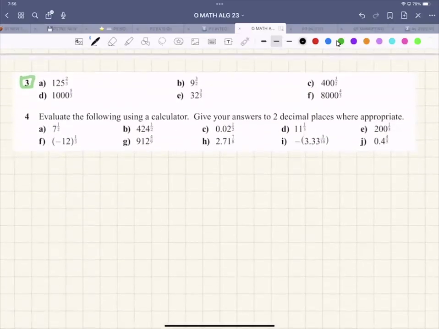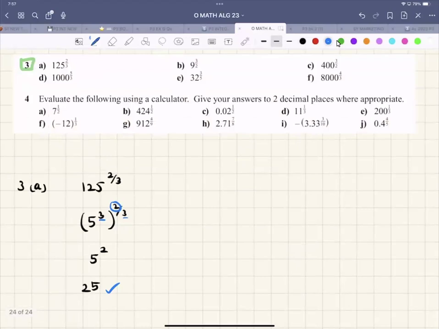Something like question number 3, part A. 125 raised to power of 2/3. That is 5 cube raised to power of 2/3. That is 5 raised to power of 2, which comes out to be 25. Over here, this 3 and this 3 will cancel out. 5 raised to power of 2, which is 25. Something like E. That is 32 raised to power of 3/5. 32 is 2 raised to power of 5 raised to power of 3/5. This 5 and 5 will cancel out. 2 raised to power of 3, which comes out to be 8.